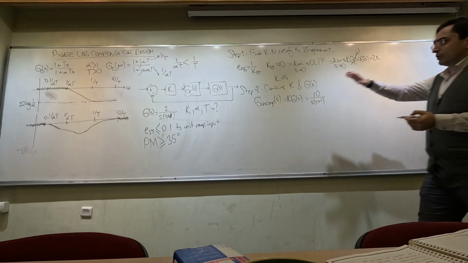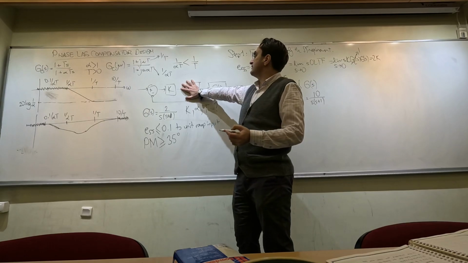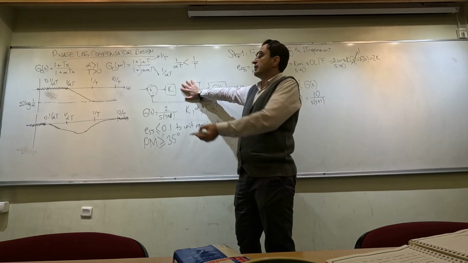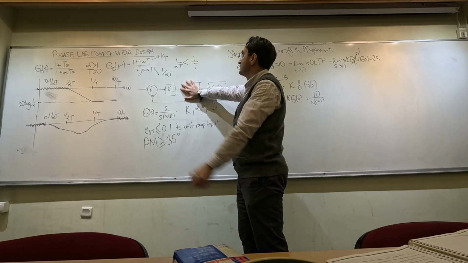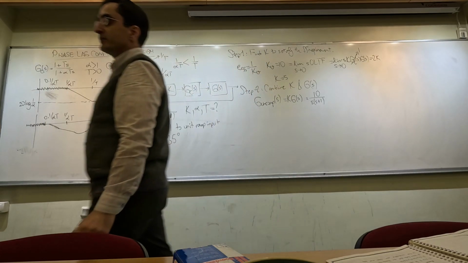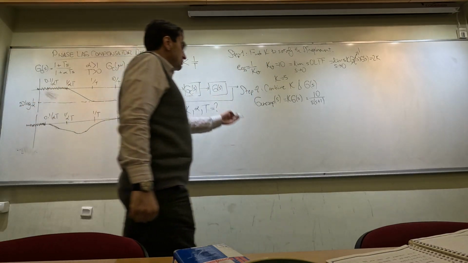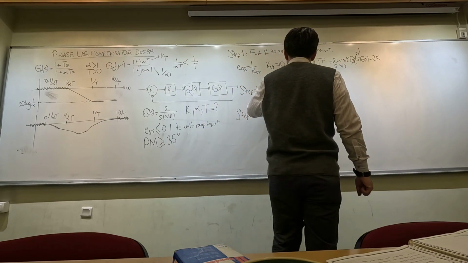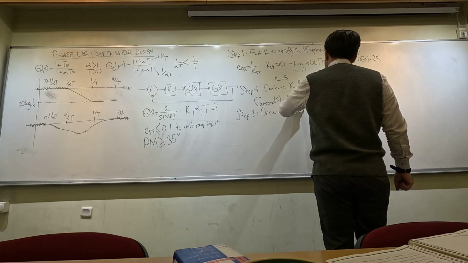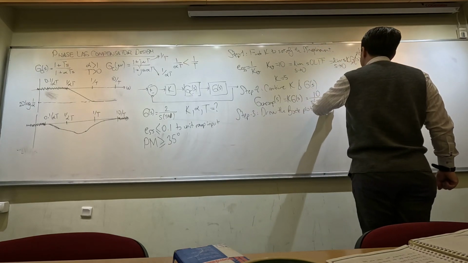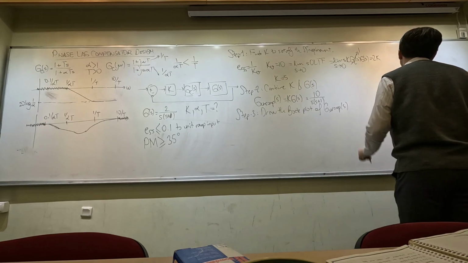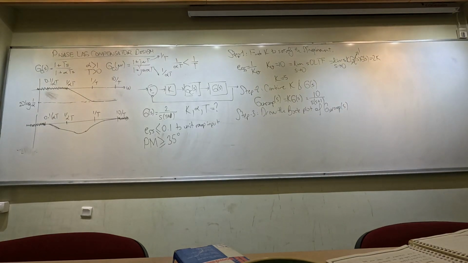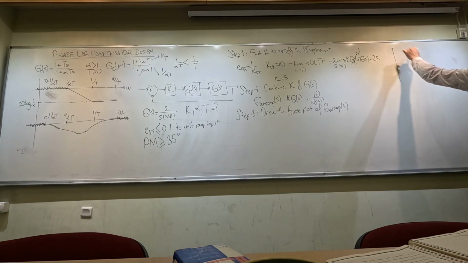So without g of s, we have this closed loop transfer function, and I can try to understand what the properties of this uncompensated system are. And now, after the combination, step 3 involves drawing the bode plot of g uncompensated of s. Okay. So far everything that I have done is the same as the phase lag compensator design. Okay. So now let us try to look at the bode plot of g uncompensated of s.